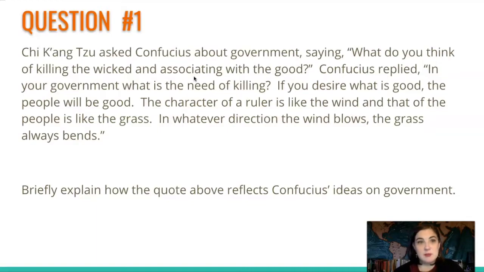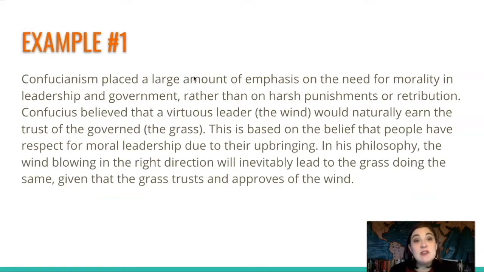And here's a sample response. Confucianism placed large amounts of emphasis upon the need for morality in leadership and government, rather than on harsh punishments or retribution. Confucius believed that a virtuous leader, the wind, would naturally earn the trust of the governed, the grass. This is based upon the belief that people have respect for moral leadership due to their upbringing. In his philosophy, the wind blowing in the right direction will inevitably lead to the grass doing the same, given that the grass trusts and approves of the wind.